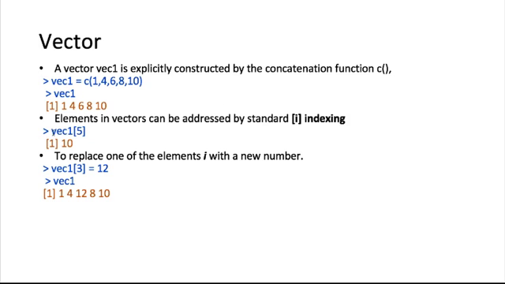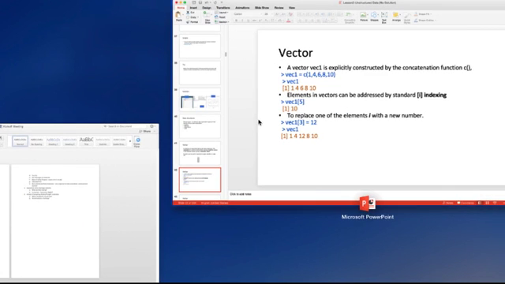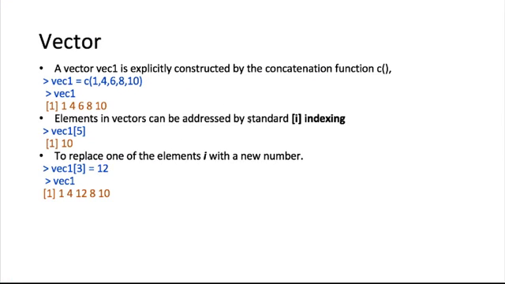Sometimes you might want to reference a specific element in that vector. Elements in vectors can be addressed. So each of these elements is indexed, 1, 2, 3, 4. It's the fifth element. So vector and then brackets 5 gives us the value 10.